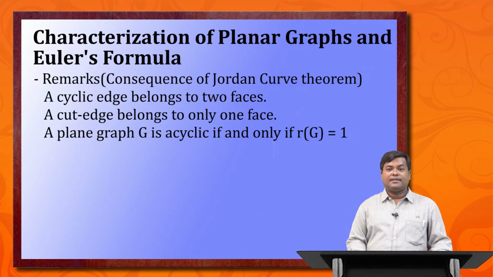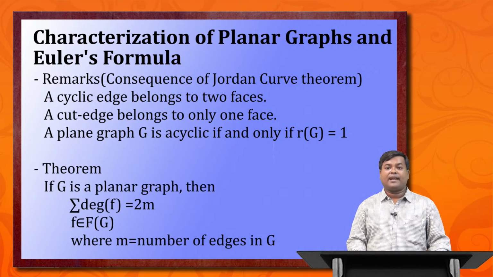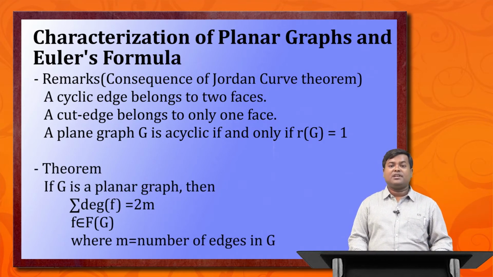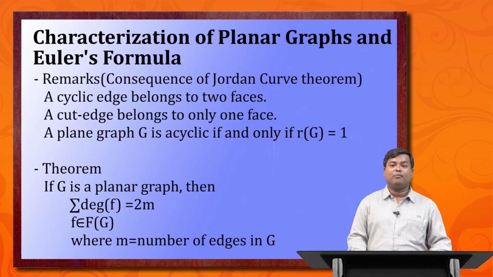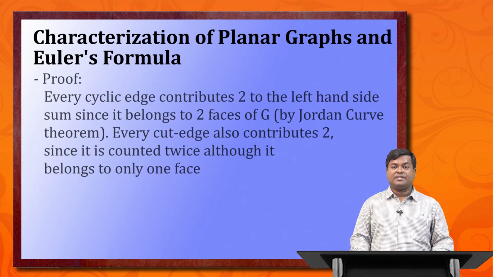Now let's have this theorem. If G is a planar graph, then the summation of degree of F, so the sum of degrees of all the faces, equals 2m, where m is the number of edges. Now I need to prove this. The proof is very simple.